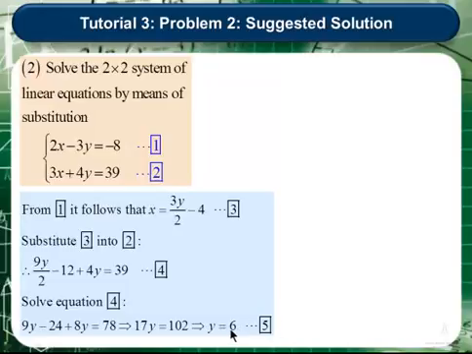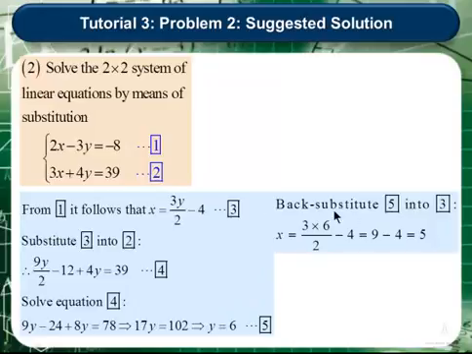Equation number 5, y is equal to 6, must then be used to back substitute to find the corresponding x value. Putting 6 back into equation number 3, we have y is equal to 6 substituted in there, calculate the corresponding value of x, and we get x equal to 5 as before. So exactly the same solution as we had previously with the graphical approach to the system of equations. So here we have the technique of solving a 2 by 2 system of linear equations by means of substitution.